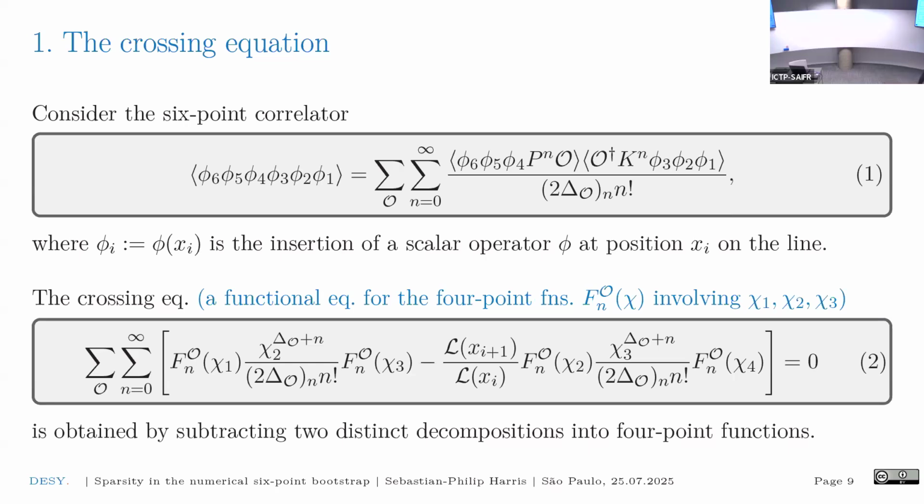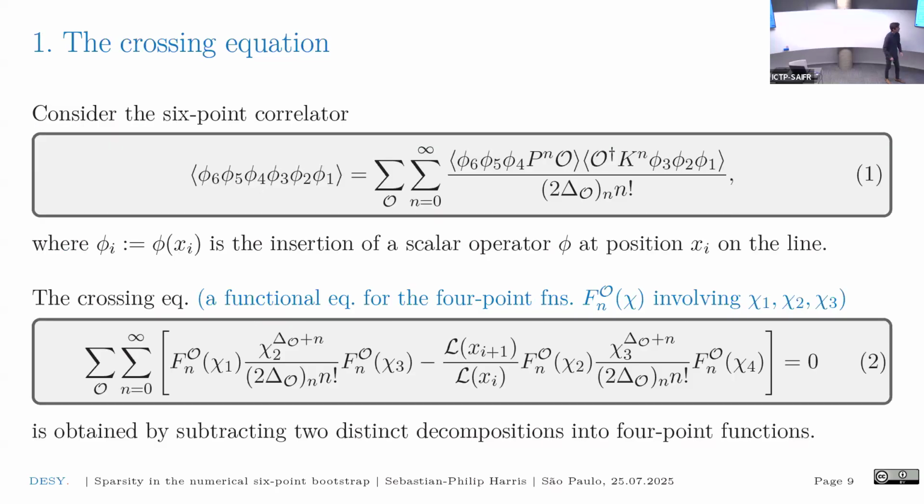This f_n of chi is just this 4-point function, including 3 copies of phi and the operator O, and the index n is for the nth descendant. And you get some functional equation that contains this and depends on 3 cross ratios. Why 3 cross ratios? Because we study a 6-point function on the line, and there are 3 cross ratios for that.